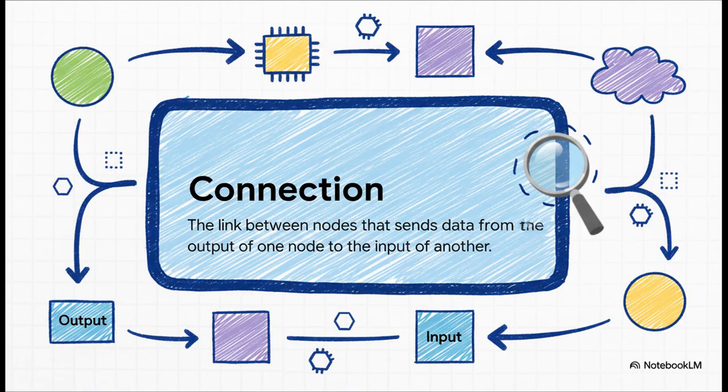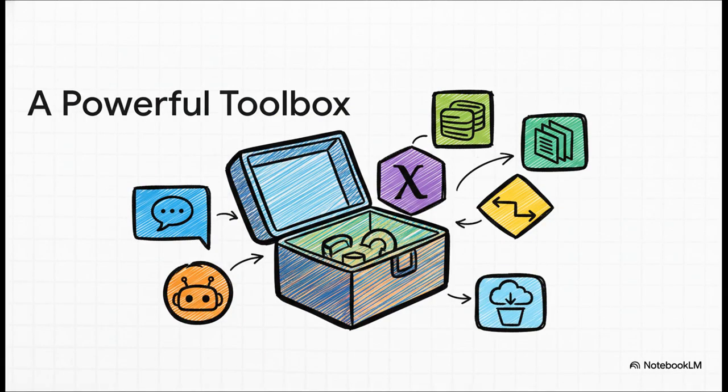And how do you stick those Lego bricks together? With connections. These are literally just the lines you draw between nodes. They create the pathways that let data and instructions flow through your entire system, taking the output from one node and plugging it right into the input of the next. Simple as that. And you get this awesome toolbox packed with different kinds of nodes. You've got a prompt node to talk to your models, a Lambda function node for when you need to run some custom code, an agent node.